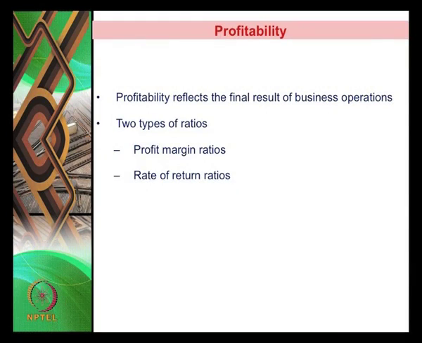So how do we actually calculate the profitability? Profitability is nothing but a ratio of how much profit the company is making, and we have broadly two types of profit ratios called the profit margin ratios, and what is called the rate of return ratios. Let us look at this one by one.